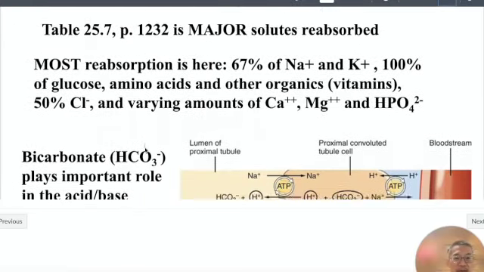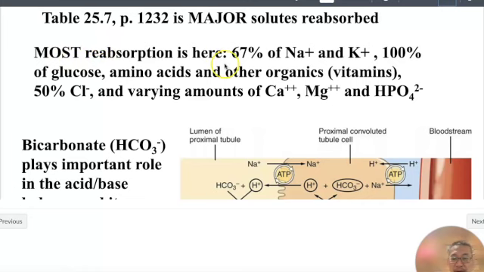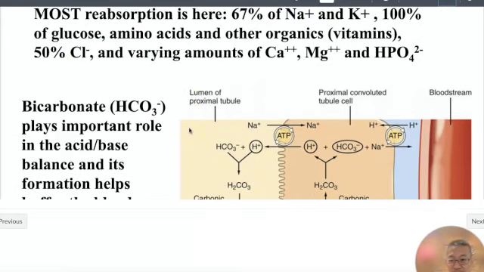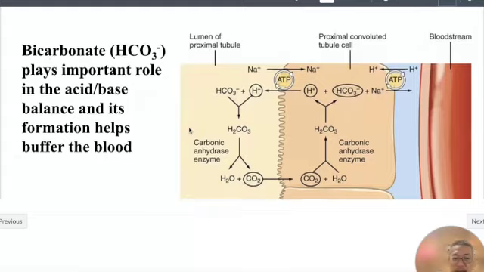Proximal convoluted tubule, that's where most absorption will occur. 67% will occur at the proximal convoluted tubule. 100% of glucose, amino acids, and other organic vitamins are absorbed. So that's why you should not have glucose or amino acid in your urine. Otherwise, you might have kidney problems or diabetes.